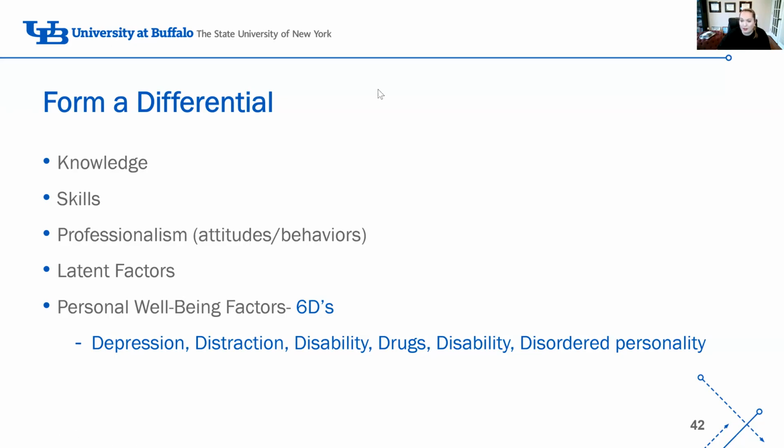Disability, drugs, disordered personality. If those things are present and you haven't worked to address them, no amount of feedback or action planning is going to be successful.